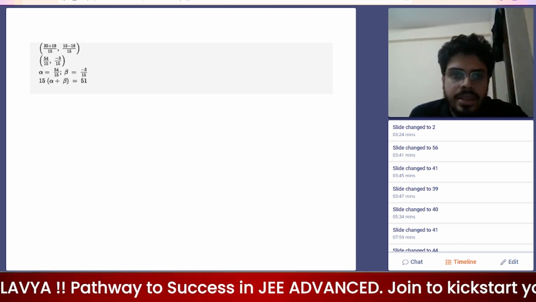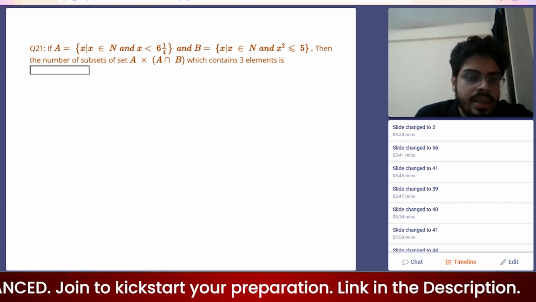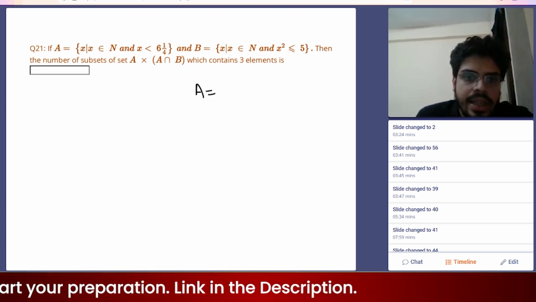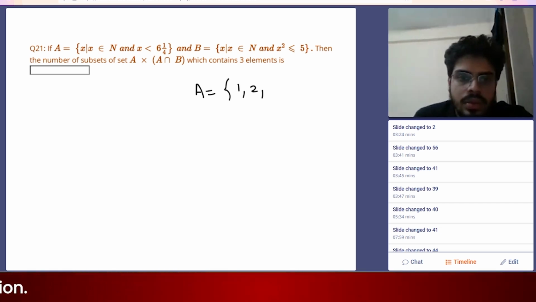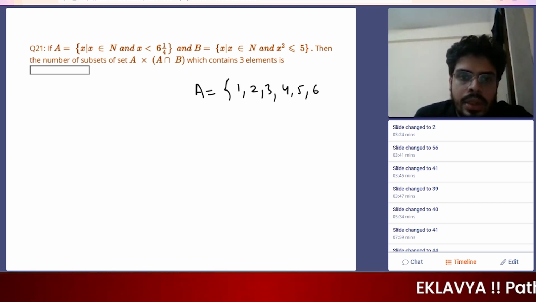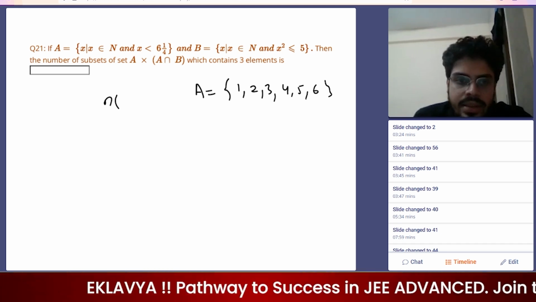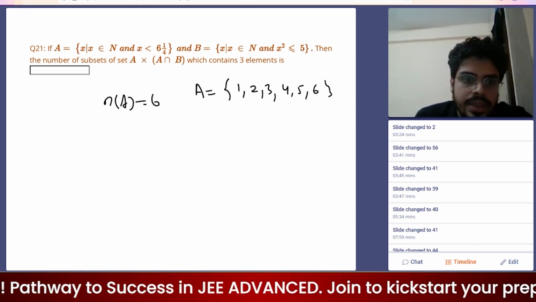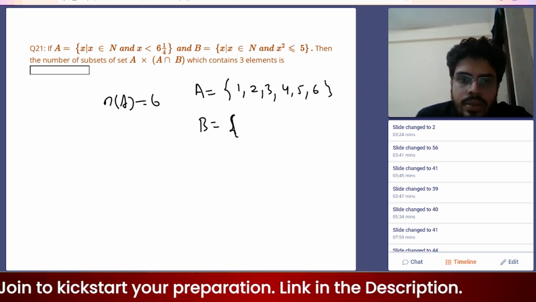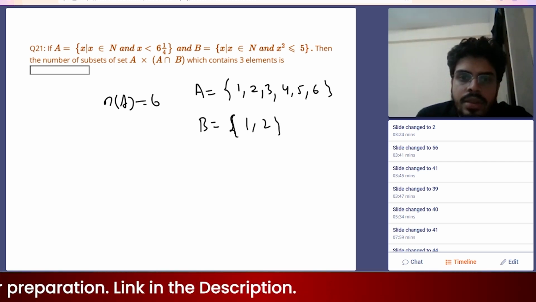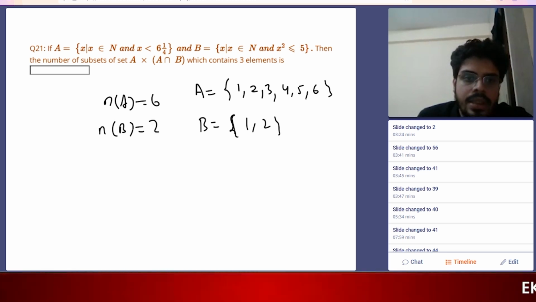Okay, let us do the next one. This question. Okay, so here our set A is said to be set of natural numbers less than 6. So we'll start with 1, 2, 3 and go up to 6. So we have 6 elements. Number of elements in set A is 6. What about B? B is again x squared less than 5. So only 2 numbers possible in natural numbers, 1 and 2. So number of elements in B is 2.